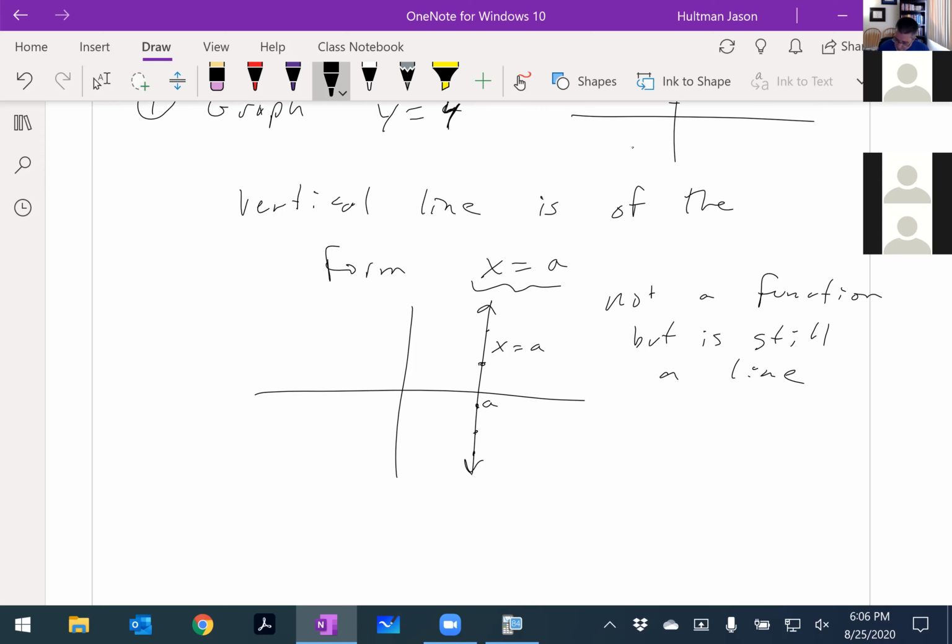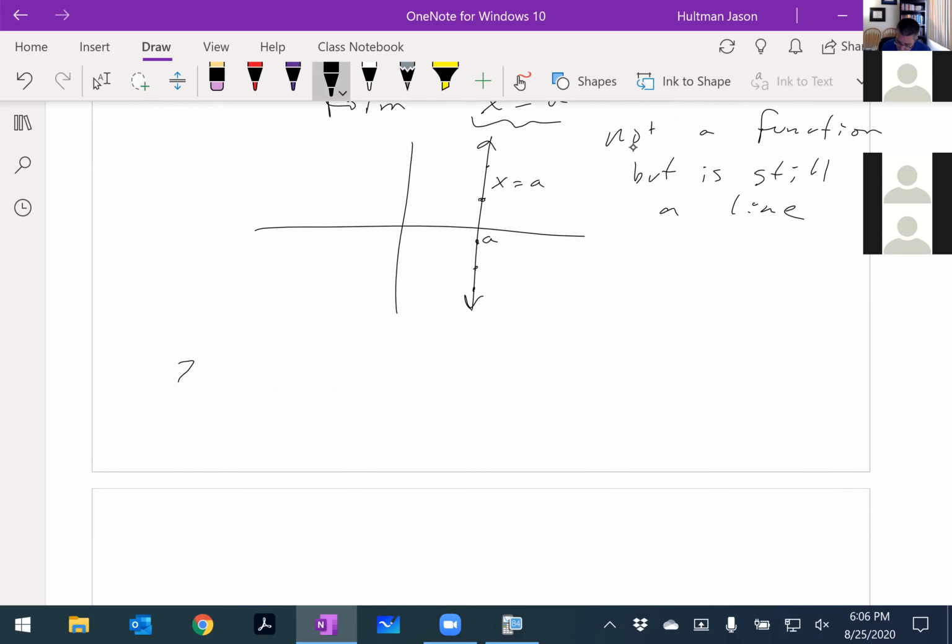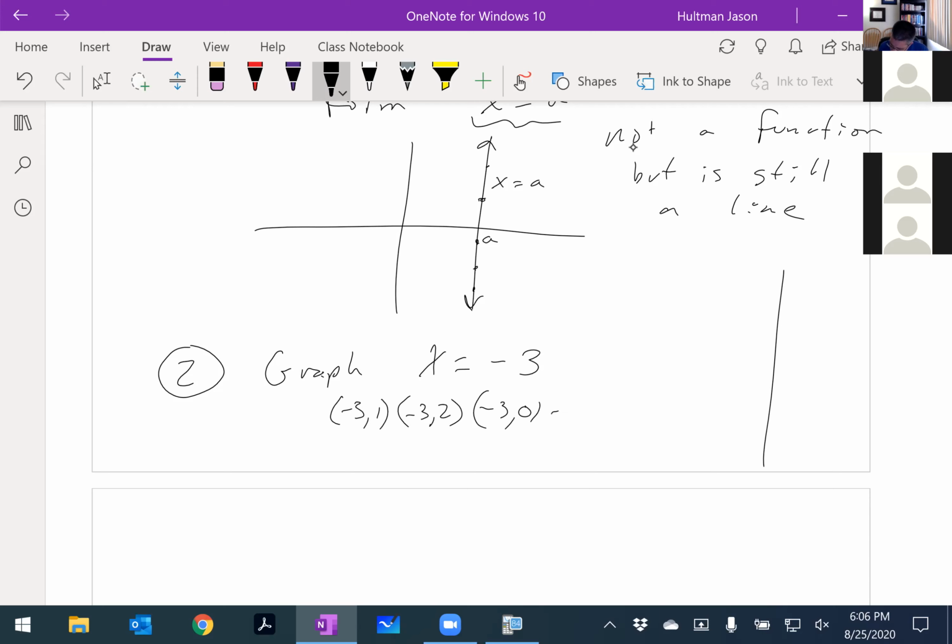Let's see what this graph has. Number 2. Let's graph the line x equals -3. Every point on this line is going to have an x value of -3. So if I did (-3, 1), (-3, 2), (-3, 0), (-3, -3), all of those points are on the line x equals -3.